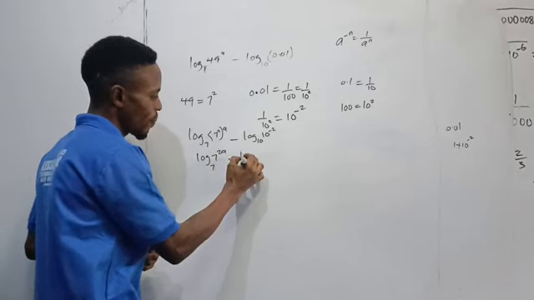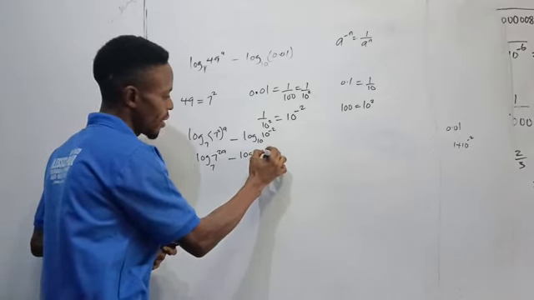2 or 2a minus, we have log base 10, that is 10 raised to the power minus 2.